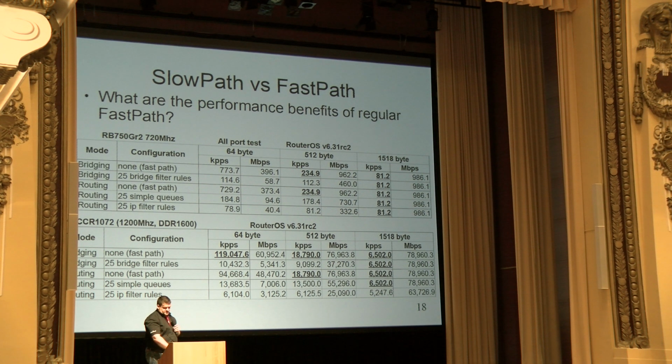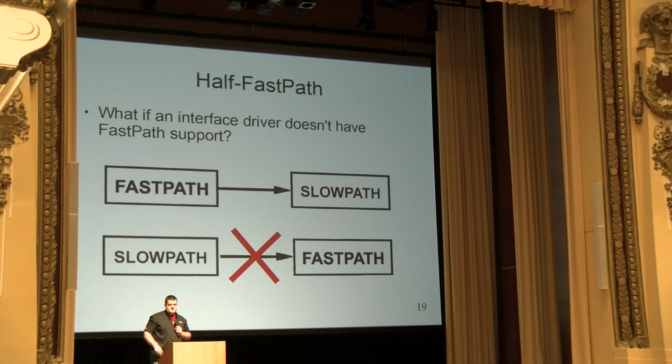So that's simple FastPath, but there are different shades of FastPath, and the first one I want to talk about is half FastPath. The basic idea is very simple. A driver that has FastPath support can receive a packet in FastPath. It can go through the diagram in FastPath mode, and if a point is reached where you need to return back to slow path, it will happen automatically, there's no problem.